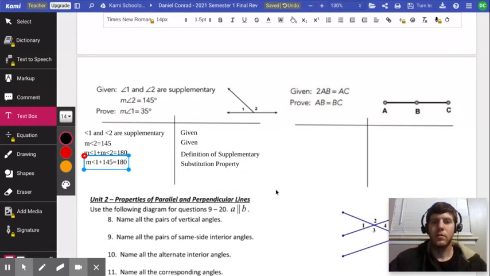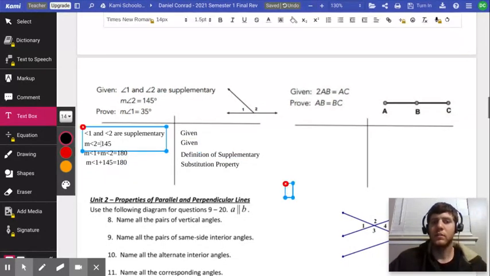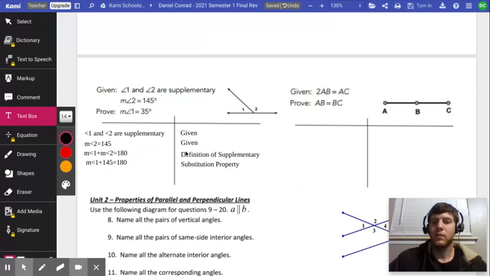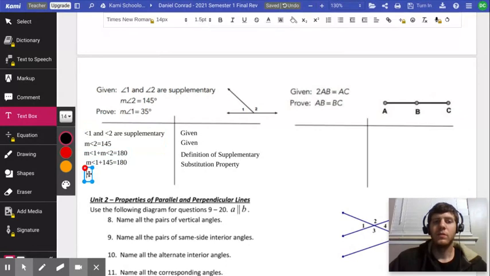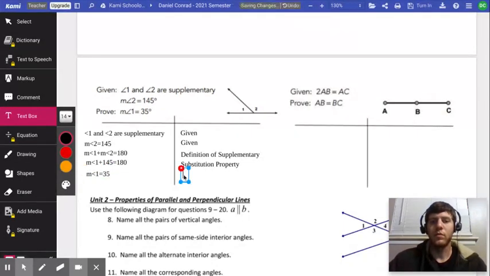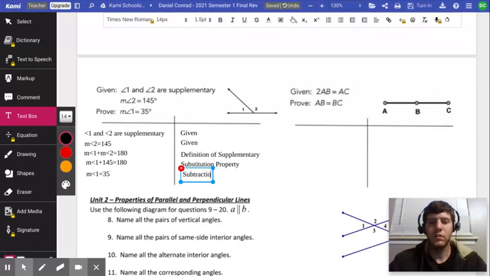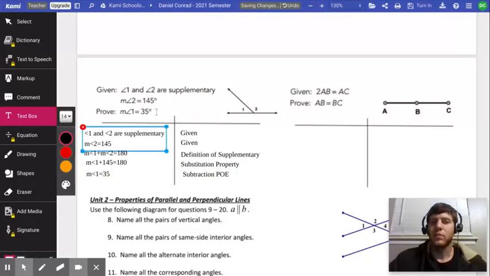So we were given that angle 1 and angle 2 are supplementary. We know the measure of angle 2 is 145. Since they're supplementary, the measures of those angles add up to 180. That's the definition of supplementary. Then we can substitute in, replacing the measure of angle 2 with 145. Then we can subtract 145 from both sides, so we get the measure of angle 1 equals 35 degrees. That is our subtraction property of equality. We're subtracting 145 from both sides, and that gives us what we're trying to prove: the measure of angle 1 is 35 degrees.